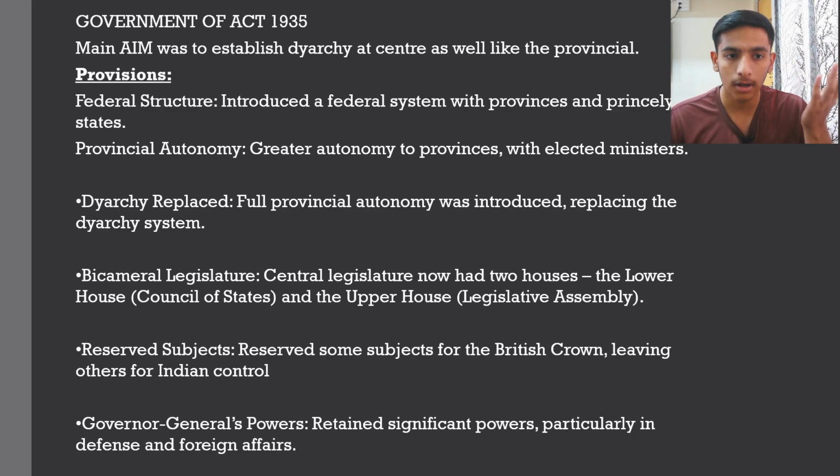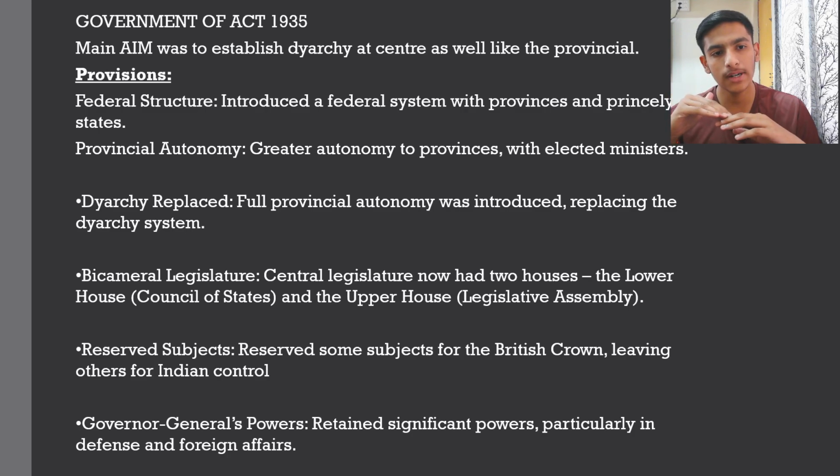Now this hierarchy was again replaced, and full provincial autonomy was introduced, replacing the hierarchy system. So we cannot say it was an absolute hierarchy system. It was there, but many changes were made, so it became a bicameral legislature. The central legislature had two houses: the lower house, the Council of States, and the upper house, the Legislative Assembly, which is the same now as well.